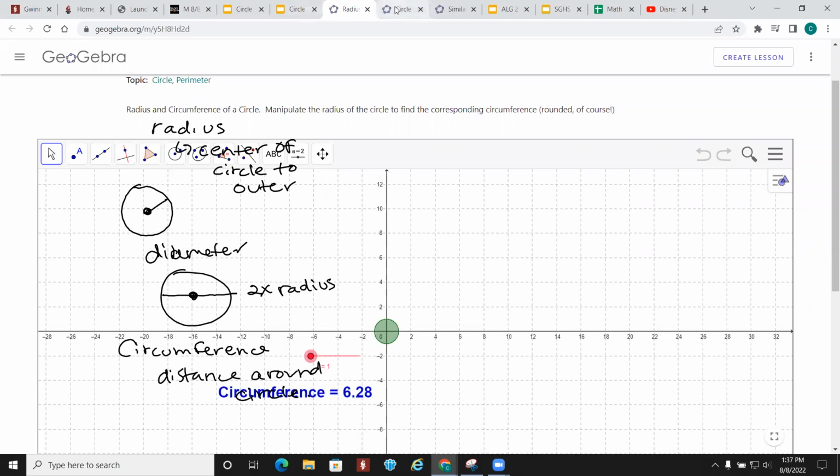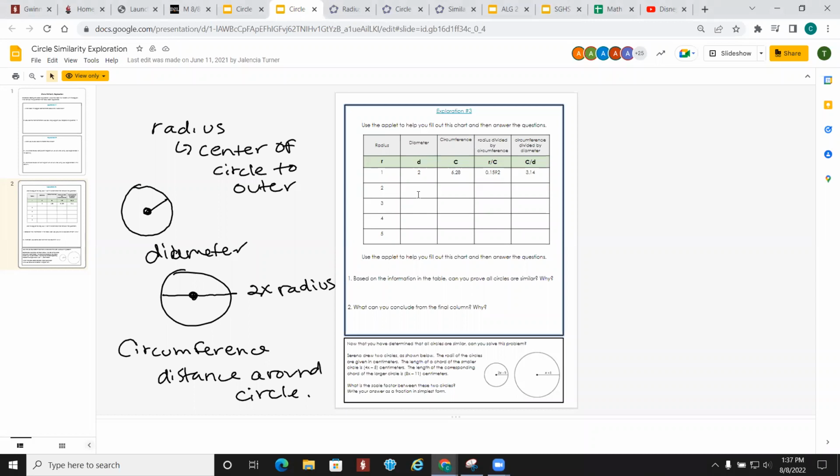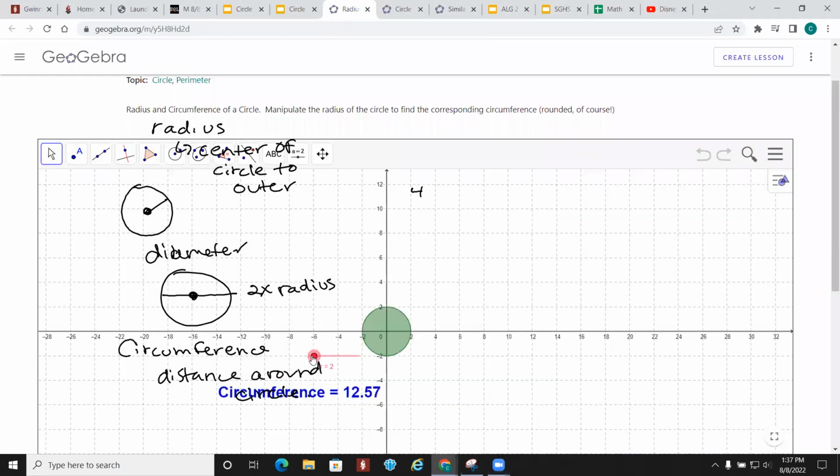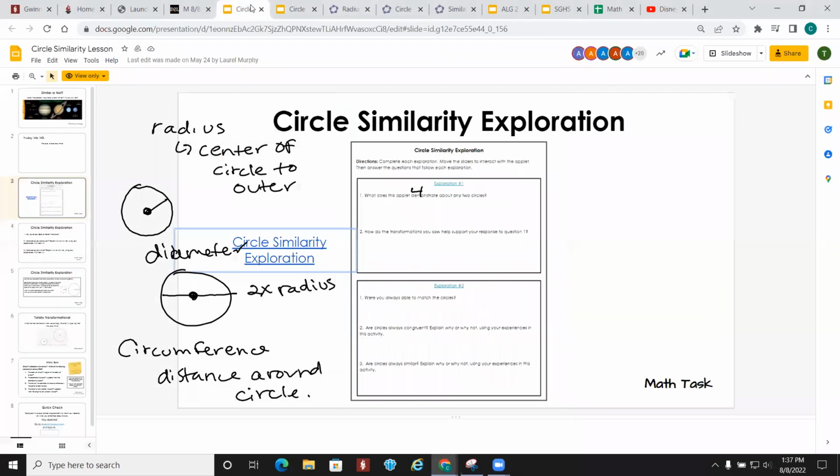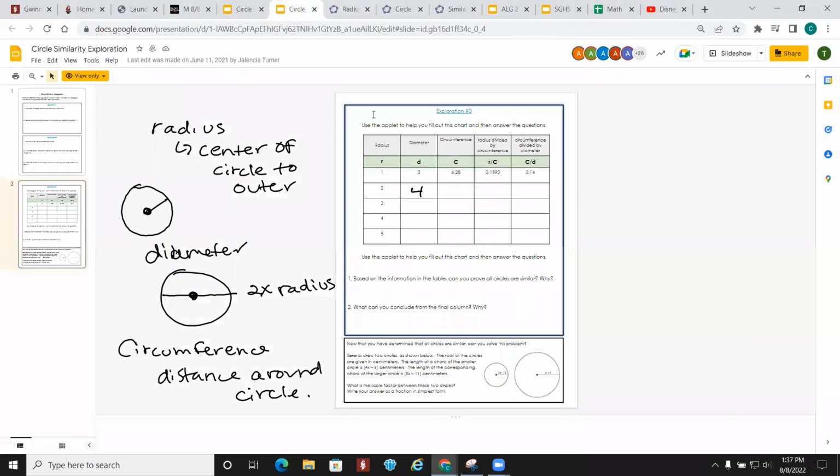So for instance, if we're here, it tells us that the radius is 2. What would the diameter be then? 4, because we're going to do 2 times the radius, right? Circumference: we're going to go back into our little applet and change the radius to 2. What is the circumference now? 12.57. So we're going to go in here and say 12.57.